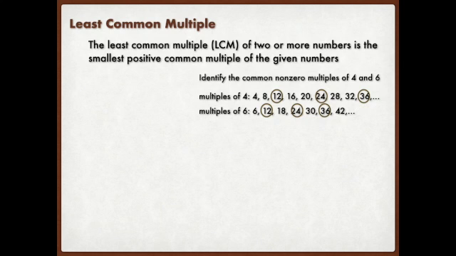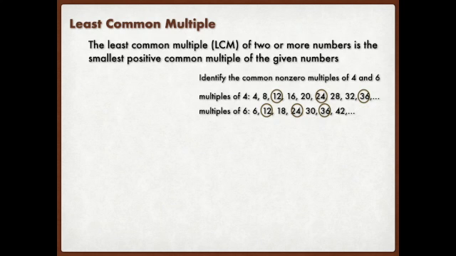Now let's focus on the least common multiple. Remember, we talked about multiples before, and this is like 2, 4, 6, 8, 10, 12. Those are multiples of 2. Multiples of 10 would be 10, 20, 30, 40, 50, 60, and they go on for eternity. So the least common multiple would be the smallest. We're going to bring it back as close to the number as possible.